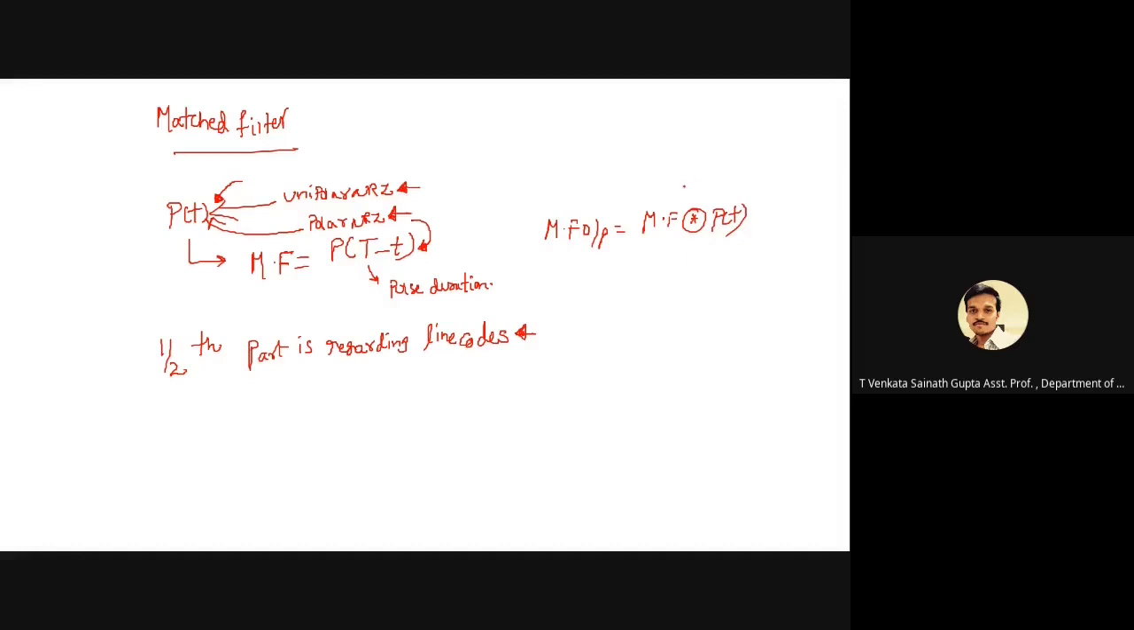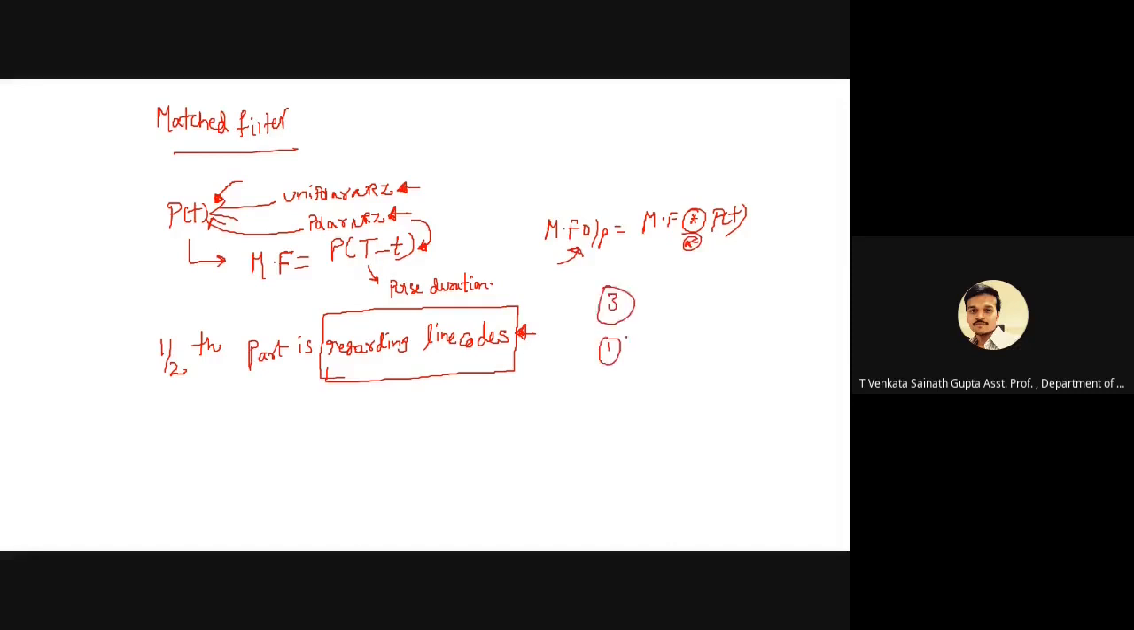So the first point you need to do is generate your line codes. Then after getting this, you can form this p(T minus t), that is your matched filter impulse response or matched filter transfer characteristic, and then you can use this to generate your output by using convolution. So there are 3 steps involved.